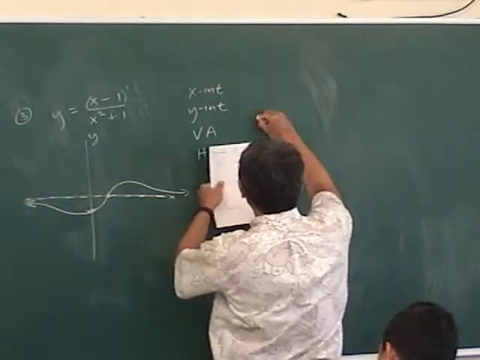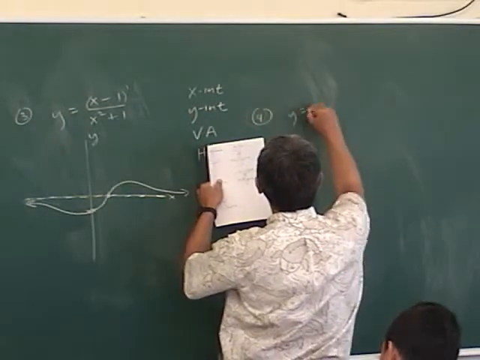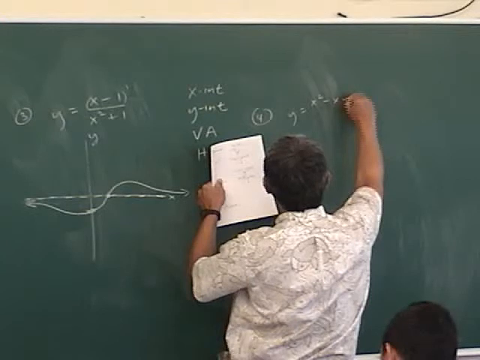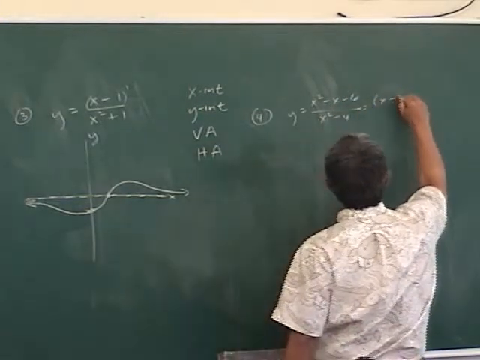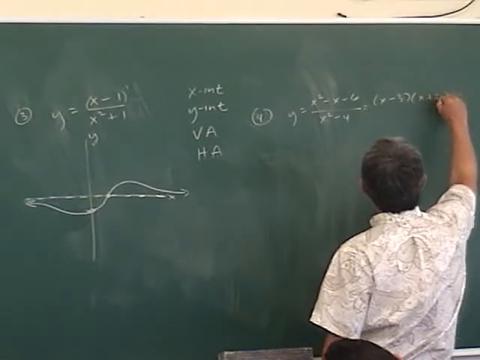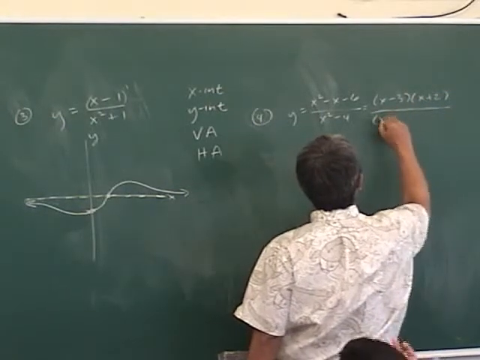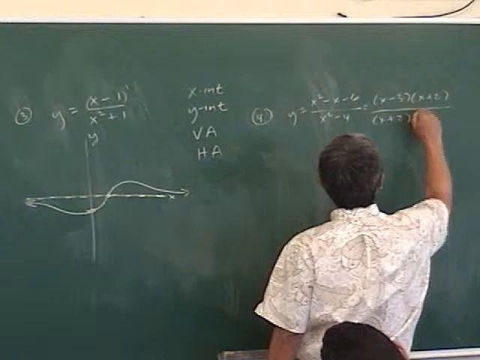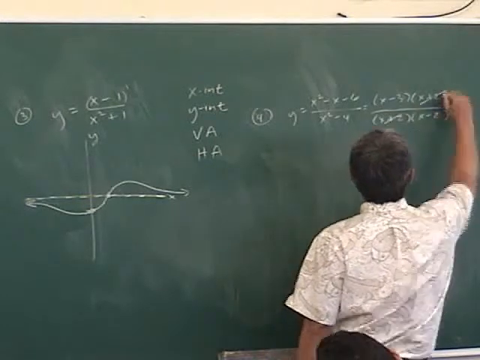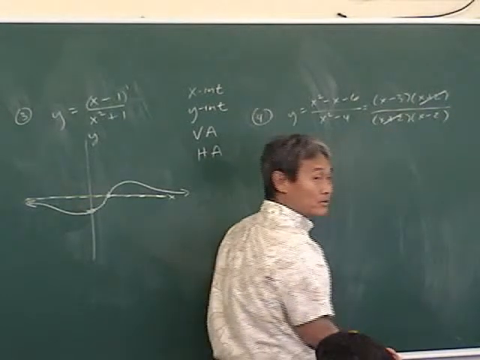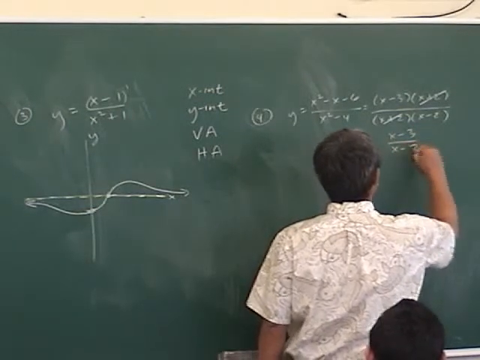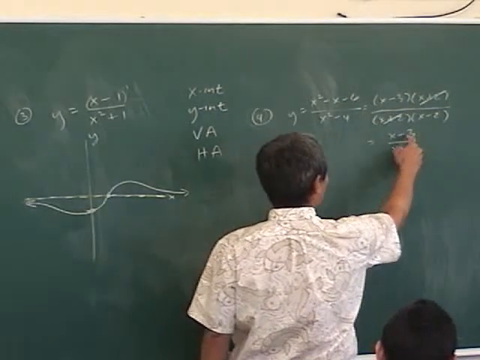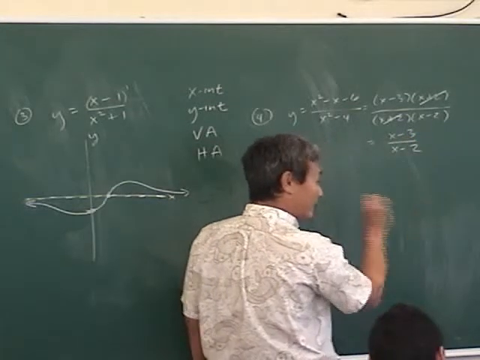Okay, number 4. y equals x squared minus x minus 6 all over x squared minus 4. The first thing you should do is factor it. Why do you factor it? Because this cancels. What happens when you cancel factors? You're going to have the removable discontinuity, the hole. So all you do is you graph this, and when you finish graphing, then you put the hole in.